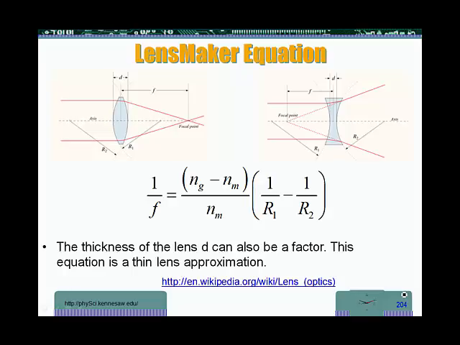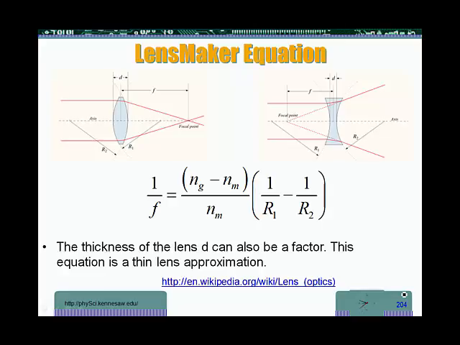Another useful lens equation is what's called the Lensmaker equation. It is the equation that someone who's trying to make a lens has to use. For example, opticians at factories that make contact lenses, or opticians that make prescription glasses.